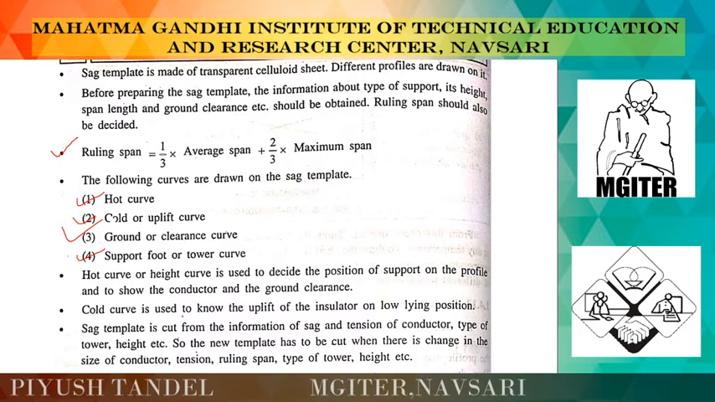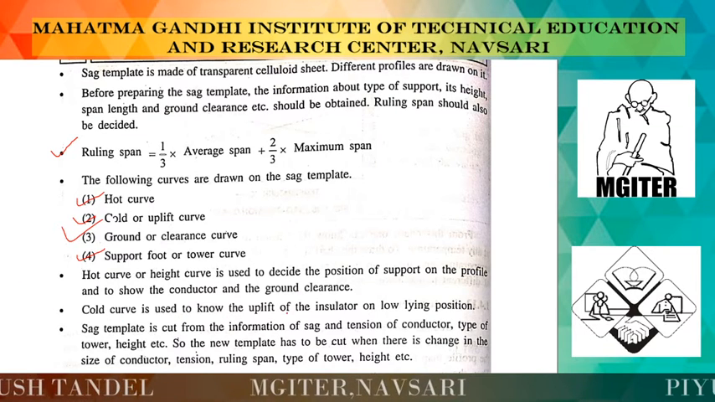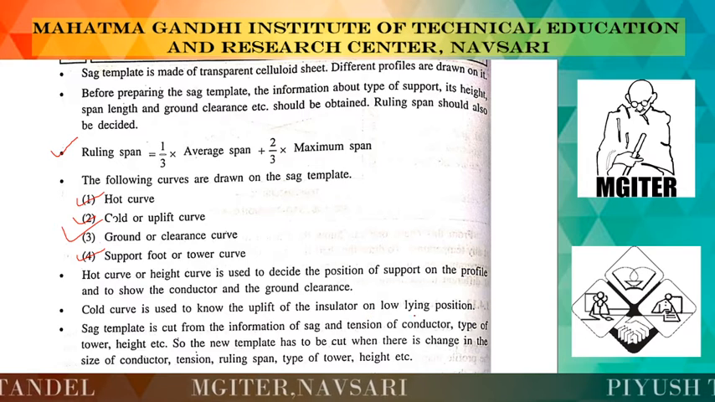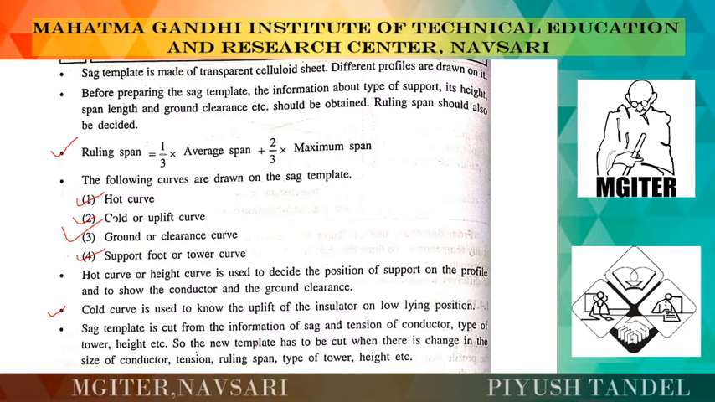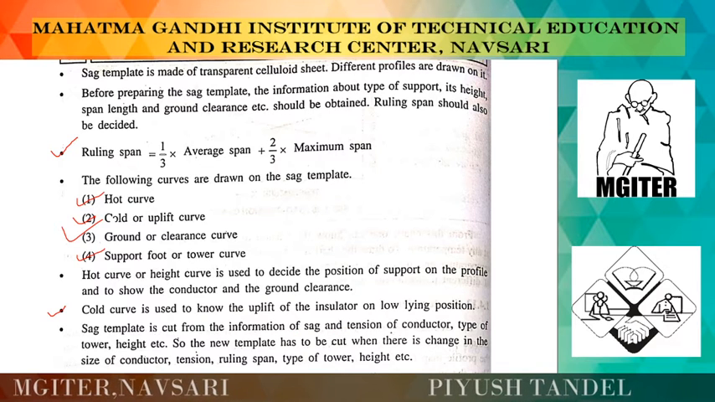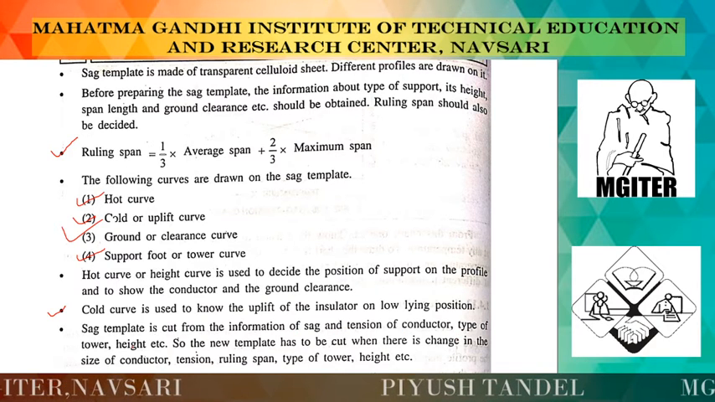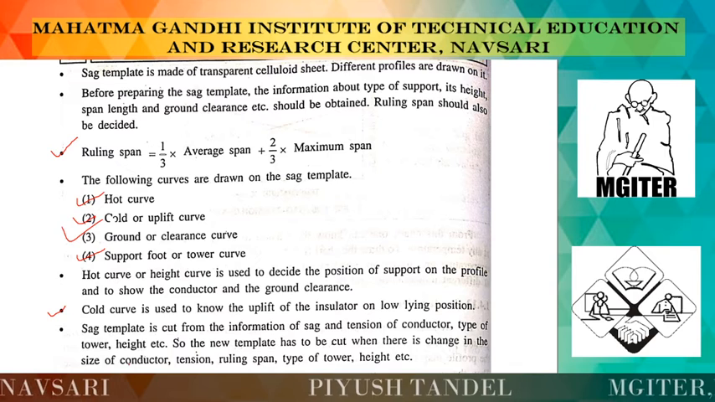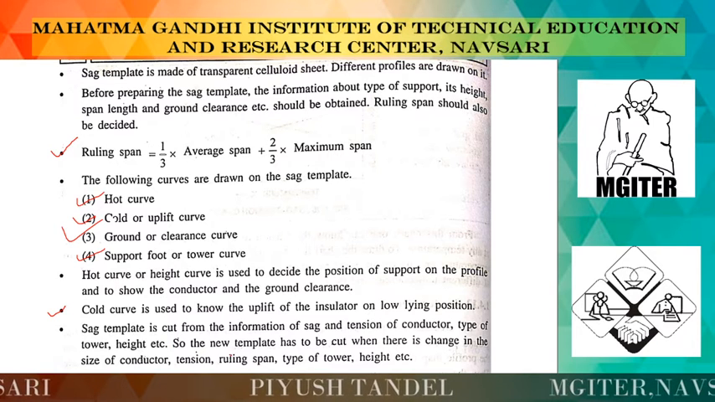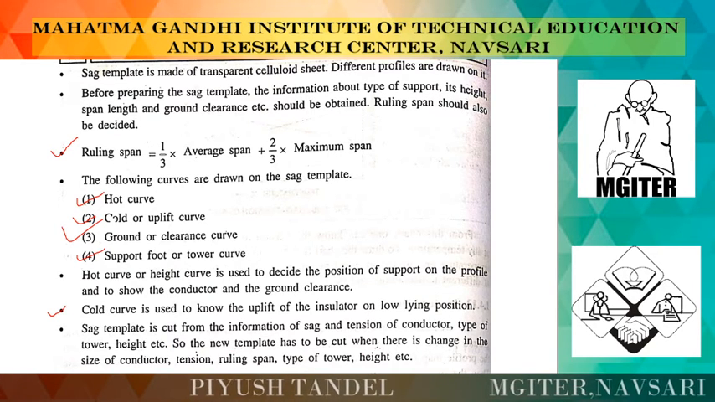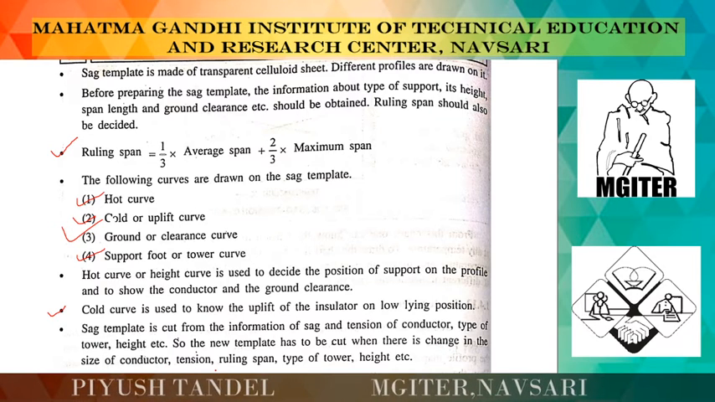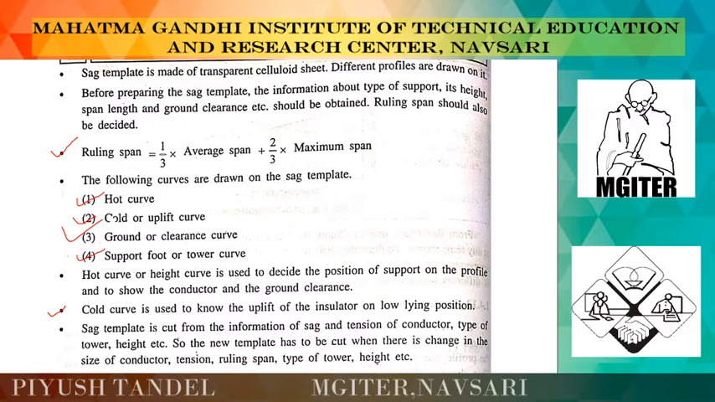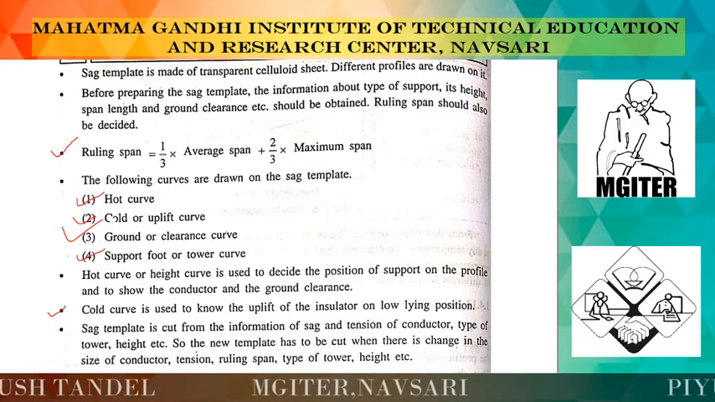Now the cold curve is used to know the uplift of the insulator at the low-lying position, and the sag template is cut from the information of sag and tension of the conductor, type of tower, height, etc. So new templates have to be cut when there is a change in the size of the conductor, tension, ruling span, type of tower, height, etc.